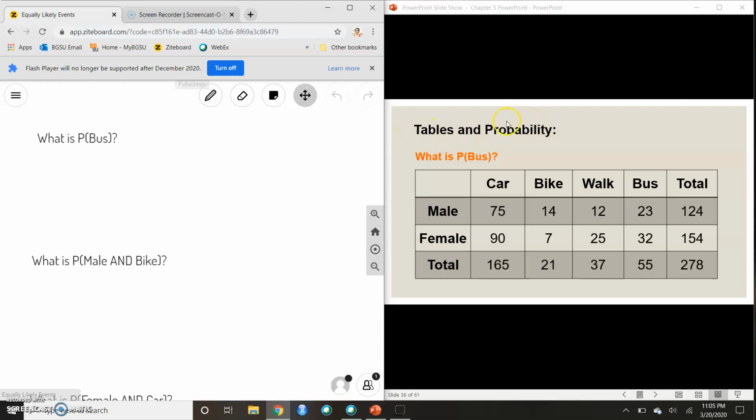So to begin, let's go ahead and look at this very simple example right here. We want to look at what is the probability of taking the bus. And so this is very similar to what we've done in chapter 1. We're simply looking at the row or column with bus, taking that total and dividing it by the grand total. So here, we know that the probability of taking a bus to school is 55 out of 278.